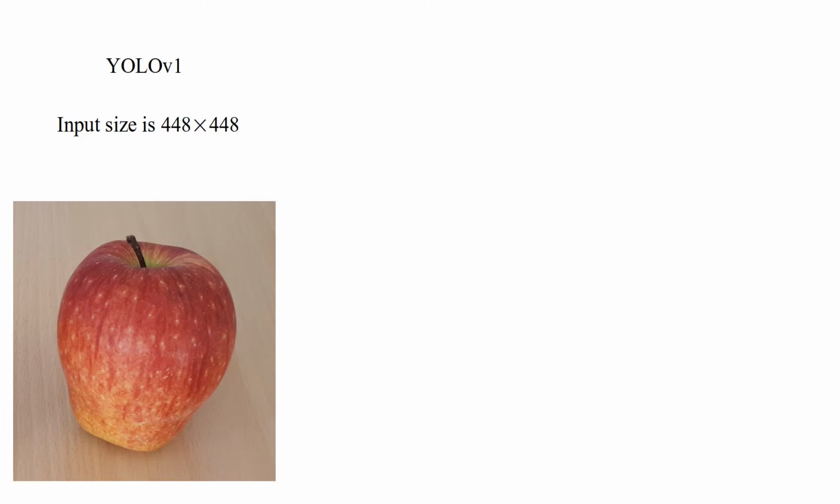In YOLO version 1, input size is 448 by 448. This is our input image. Downsampling factor of YOLO version 1 is 64, and output grid size is 7 by 7.